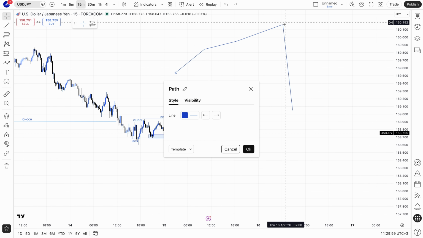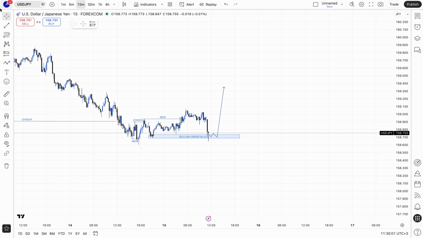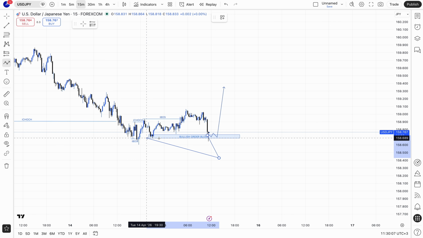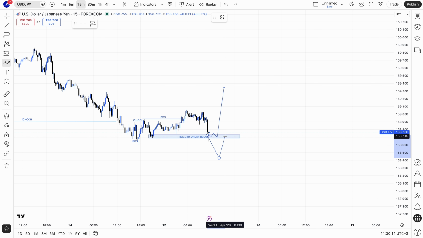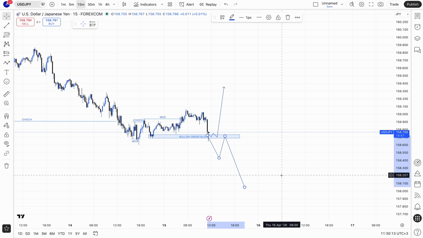We're going to wait for the break. Then we're gonna wait for the break of structure. Then you're gonna wait for the break here. Then you get a break of structure to the downside. Then wait for the break and the retest. Then a continuation to the downside. Okay, that's it, guys.